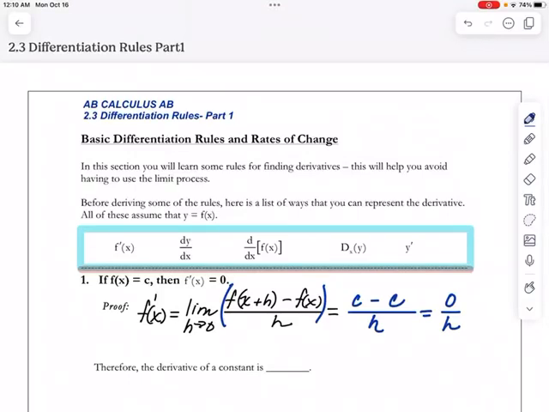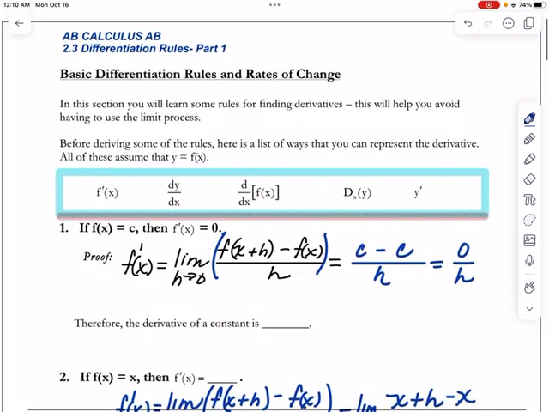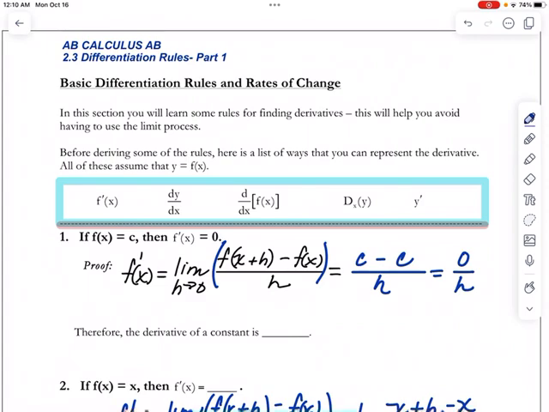Hi, calculus students. Today we're talking about 2.3 differentiation rules, part 1, basic differentiation rules and rates of change. In this section, you will learn some rules for finding derivatives. This will help you avoid having to use the limit process.